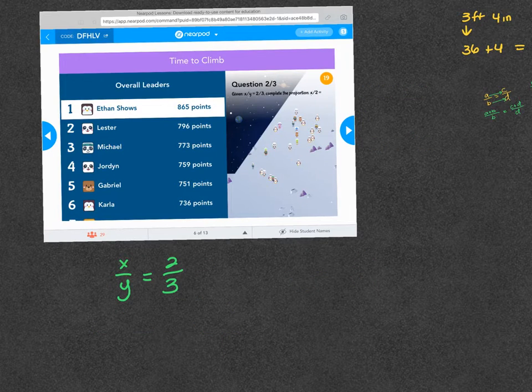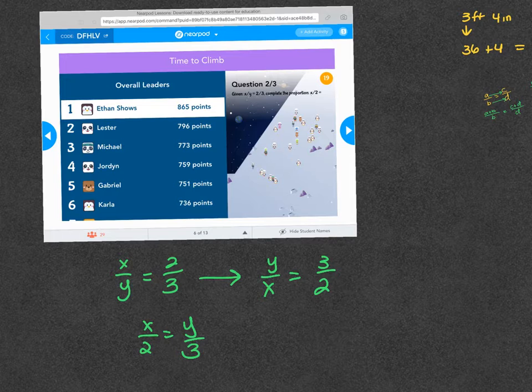So if it says x over y equals 2 over 3, there's 3 ways I can change this. One is flip them. So it would be y over x would equal 3 over 2. If I flip the one on the left, I gotta flip the one on the right, vice versa. The other way to do it is to take it and go left to right on the numerators, left to right in the denominator. So that would be x over 2 equals y over 3.